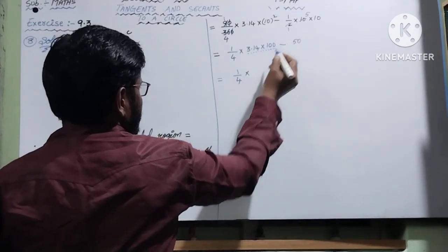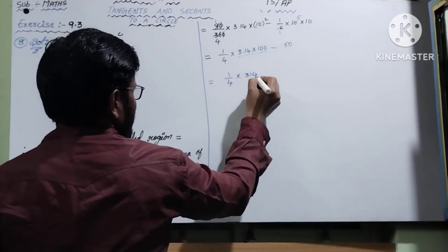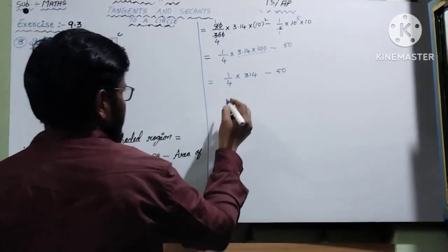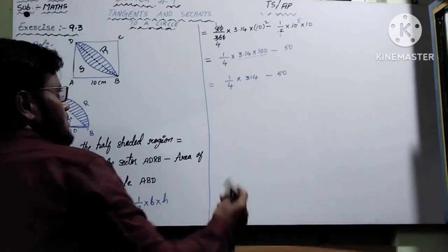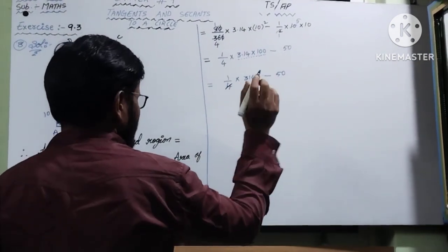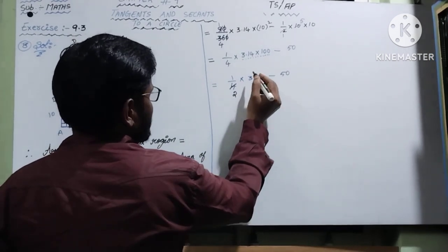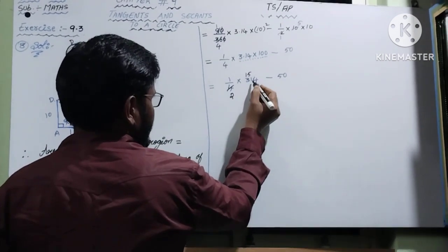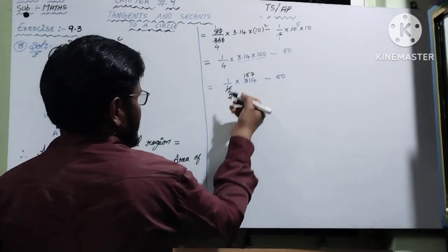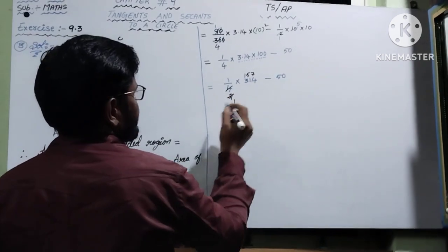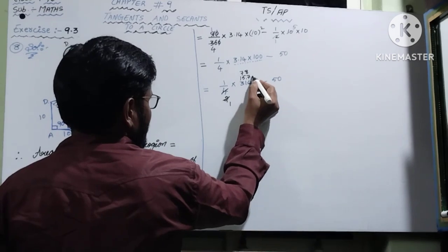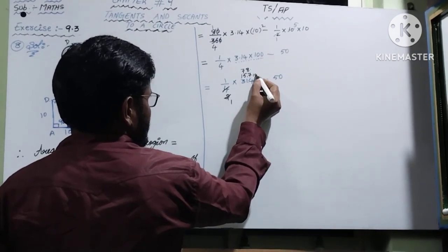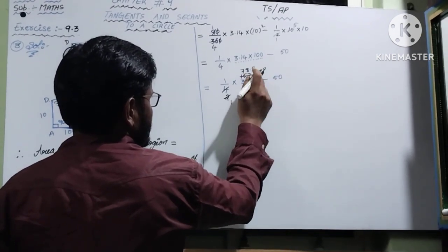3.14 into 100 is equal to 314 minus 50. Now divide 314 divided by 4. 4 1s are 4. Otherwise, first 2, add 2 2s are 4. 2 15s are 30, 1 carry. 2 7s are 14. 2 1s are 2, 7s are 14, 1 carry. 2 8s are 16, 1 here. Let's take the decimal point. 2 5s are 10. Finished.